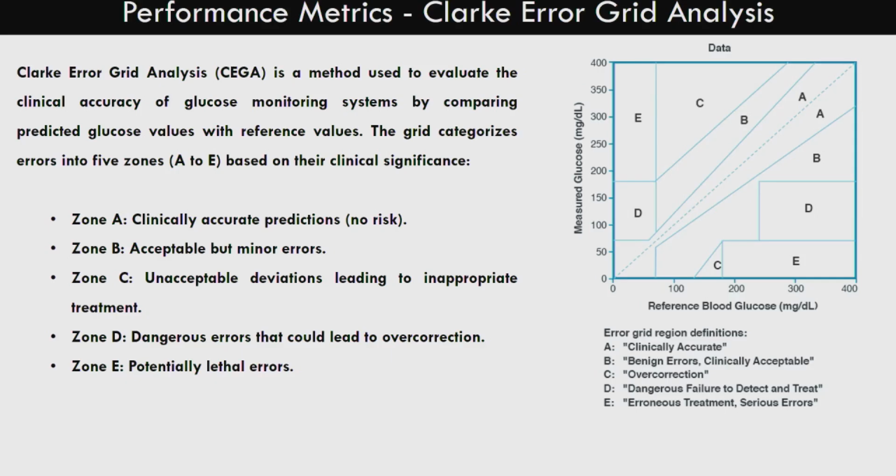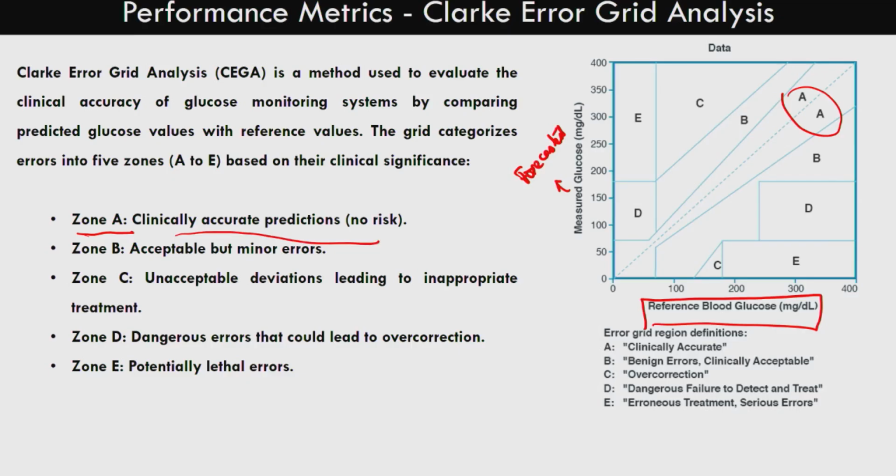We also use the Clark grid error that we have seen earlier. So, you can see here zone A. This is the reference blood glucose level, and here you can have the measured glucose level, or in other words the forecasted glucose level. Ideally you want all the points to lie in region A. Region A is where clinically accurate predictions are, so there is no major risk to the patient.